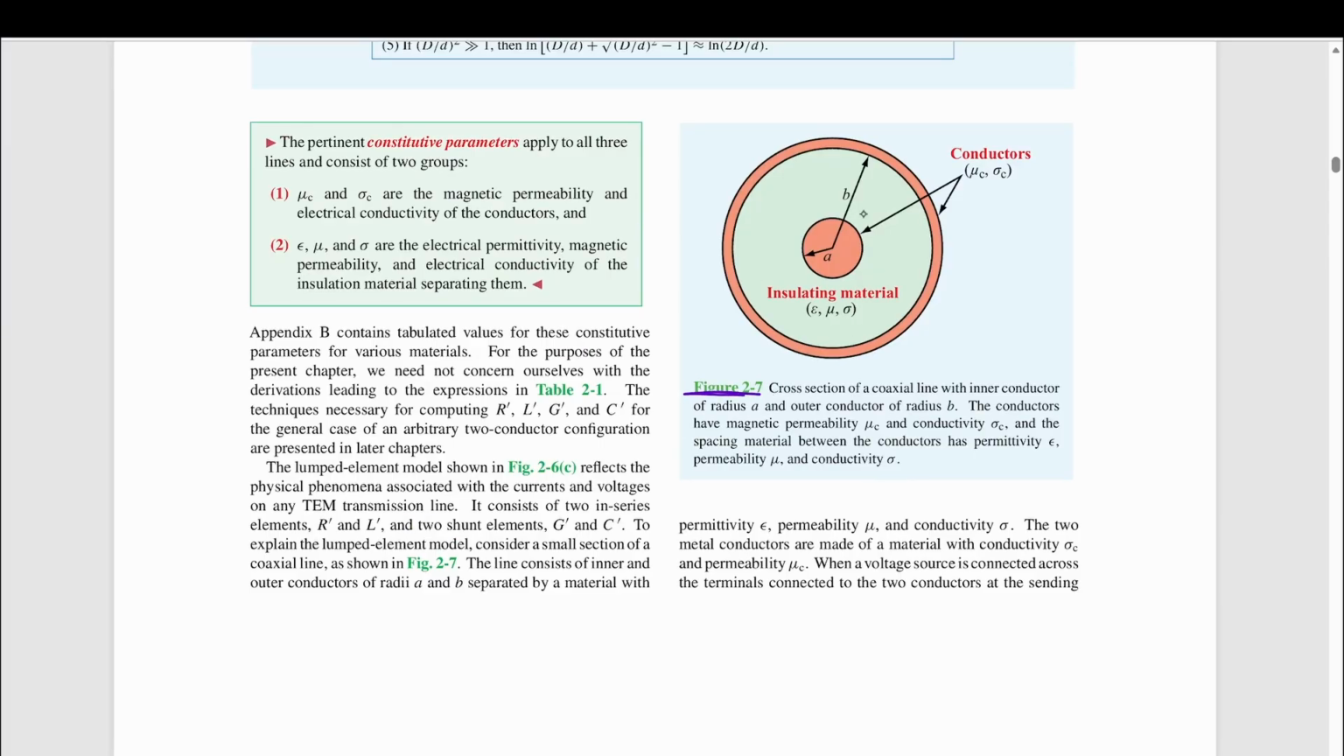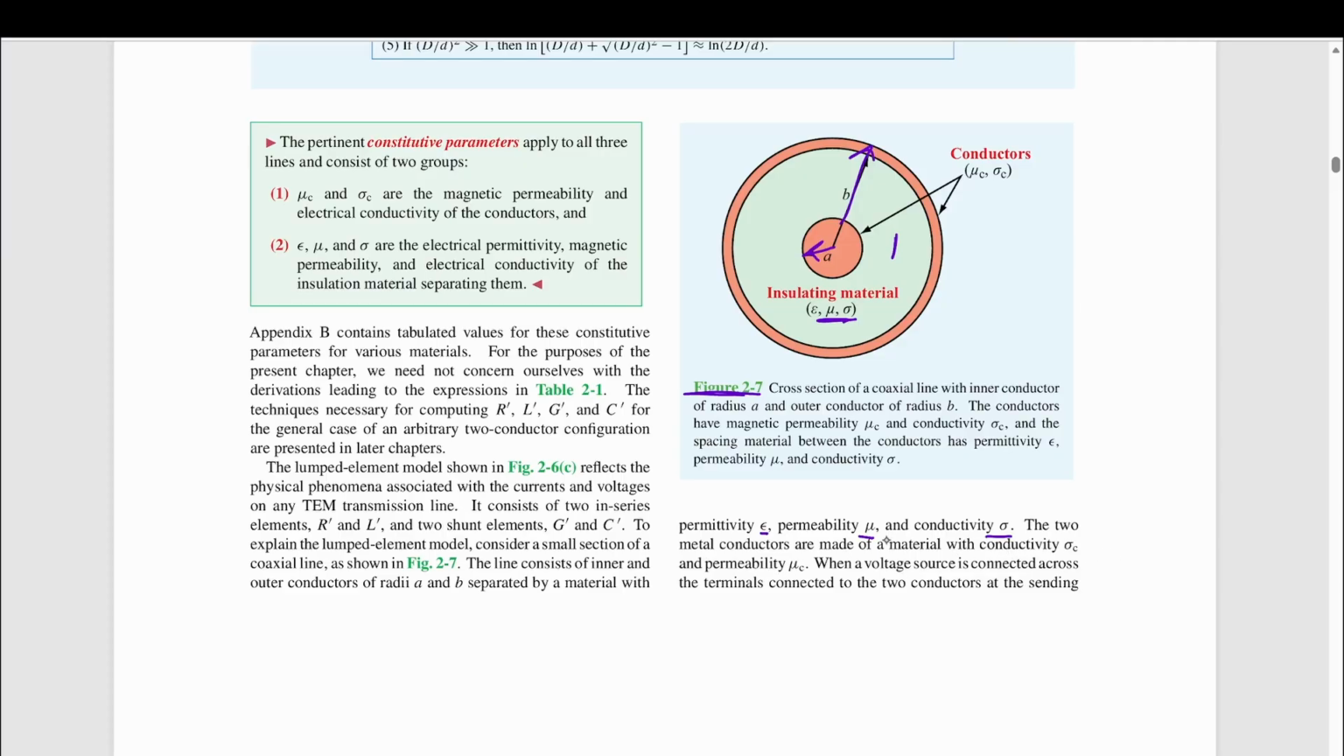Seen in figure 2.7, the line consists of inner and outer conductors of radii a and b, separated by material with permittivity epsilon, permeability mu, and conductivity sigma. So this material has those parameters, and it has an inner radius a and outer radius b. The two metal conductors are made of a material with conductivity sigma_c and permeability mu_c.